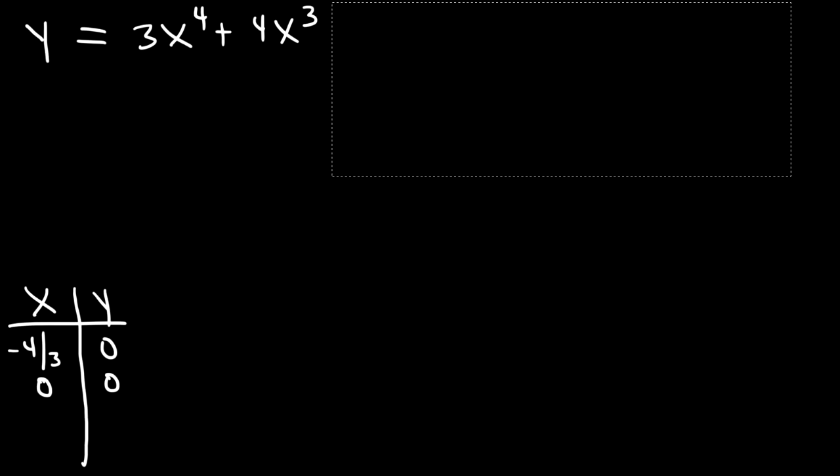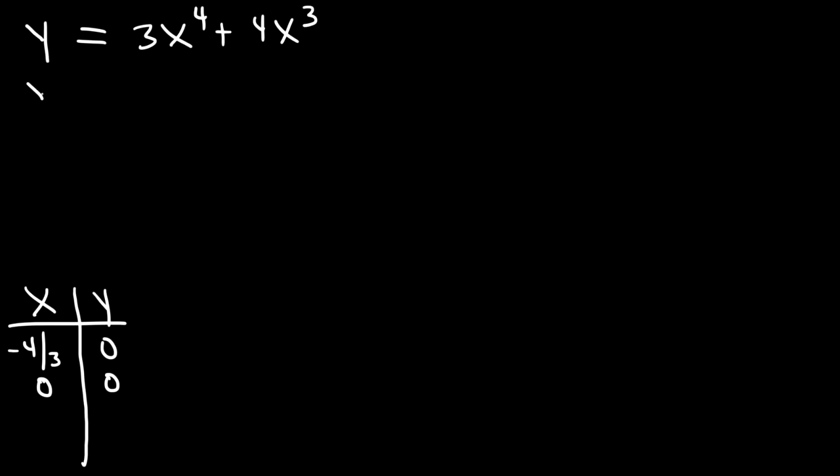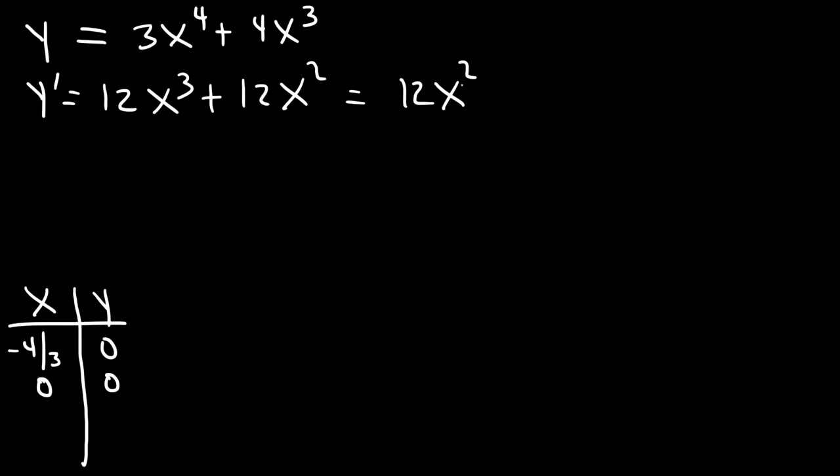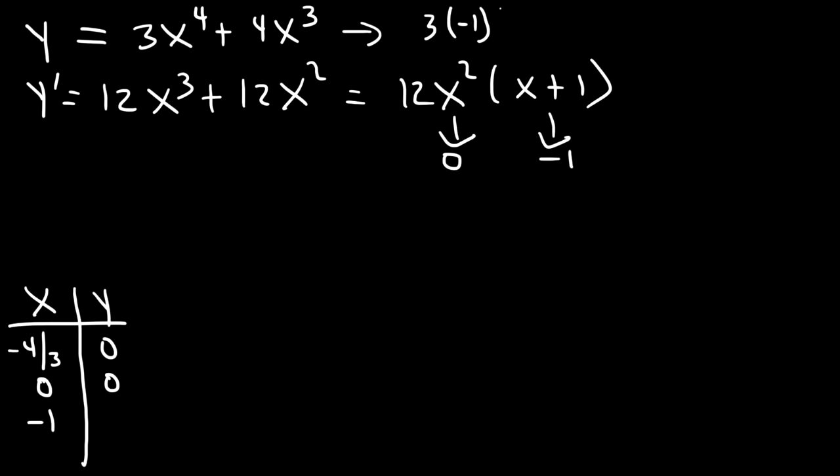So now let's move on to the first derivative. And that's going to be 12x cubed plus 12x squared. So if we take out the GCF, which is 12x squared, we're left with x plus 1. So the critical numbers are 0 and negative 1. We have 0, but negative 1 is a new one that we can add. Let's go ahead and get the y value for that. So that's going to be 3 times negative 1 to the fourth power plus 4 times negative 1 to the third. So that's going to be 3 minus 4, which is negative 1.